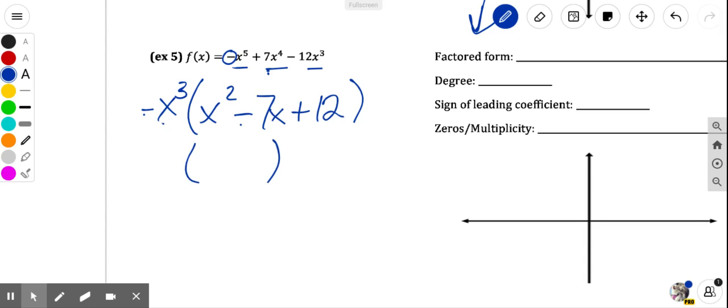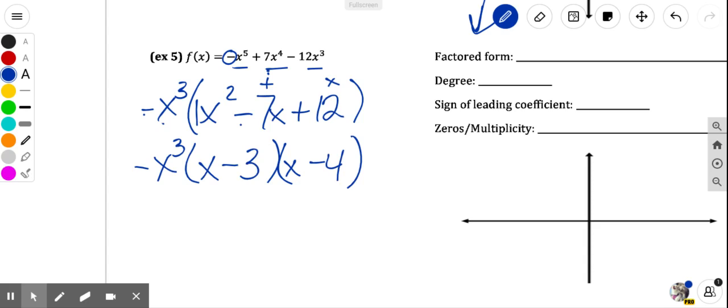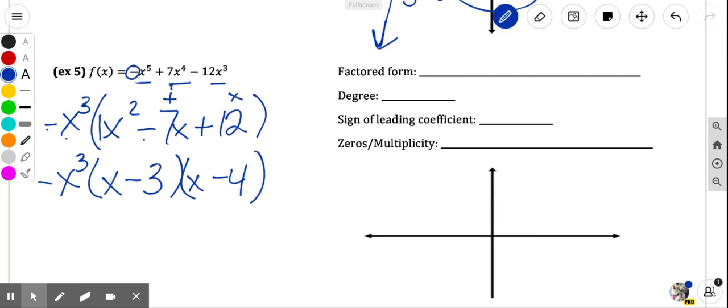So now it's a trinomial where a is 1, so now we can factor. We want to think about numbers that multiply to +12 and add to -7. It's going to be -3 and -4, because that makes +12 if you multiply them, and -7 if you add them. So now that's our factored form, and we can graph.